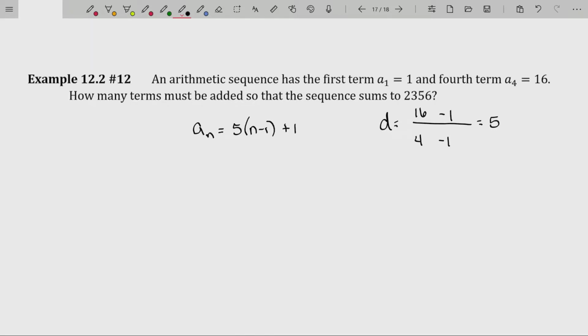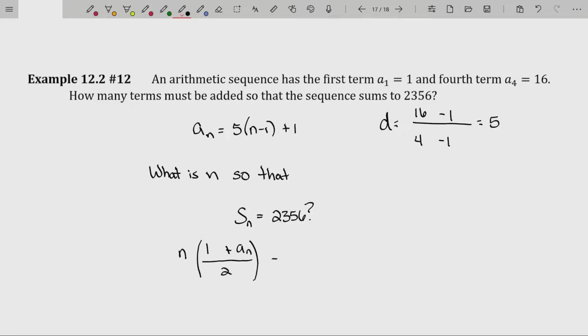How many terms must be added so that the sequence sums to 2,356? So what is n so that S sub n is equal to 2,356? Well, remember, the sum of the first n terms is going to be n times the average of the first term in your sequence, which is 1, and the nth term in your sequence, which we don't know, all over 2, right?